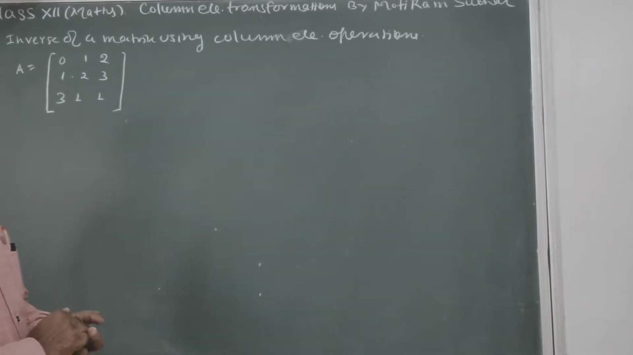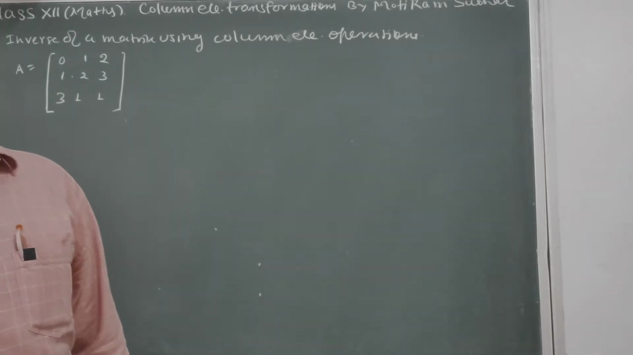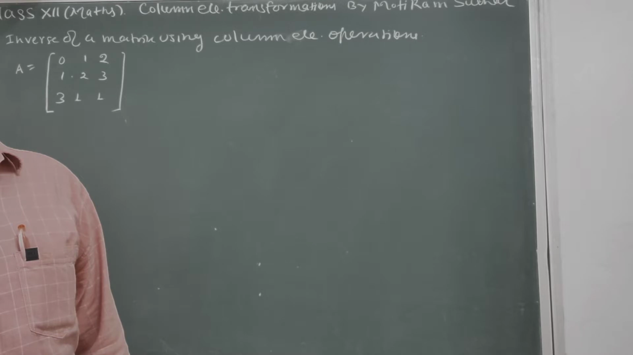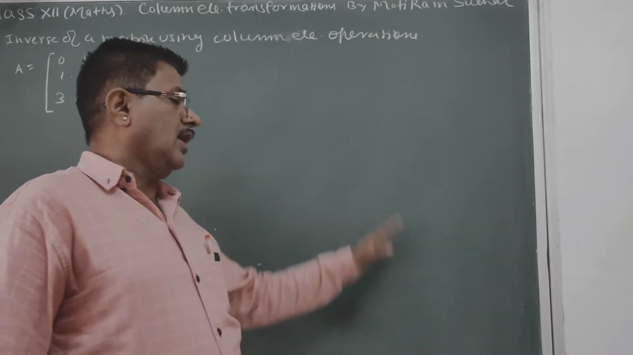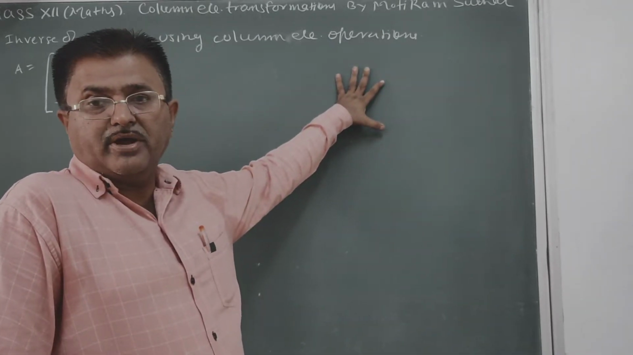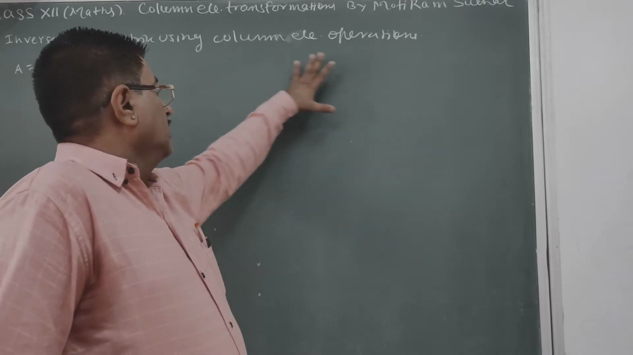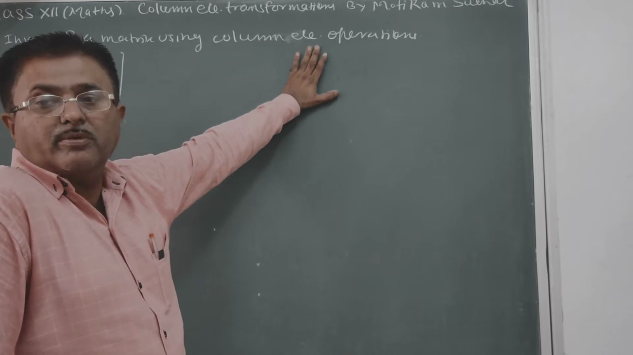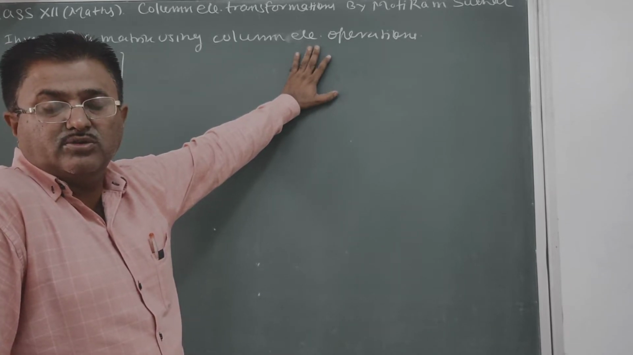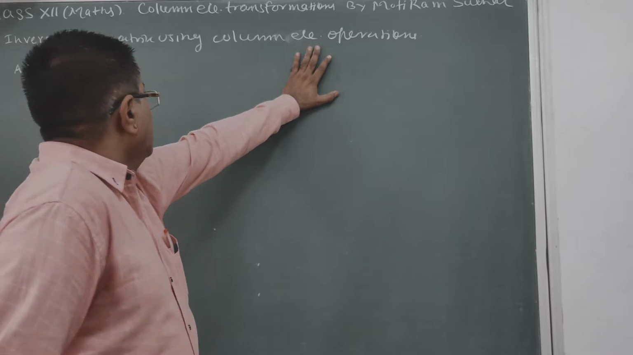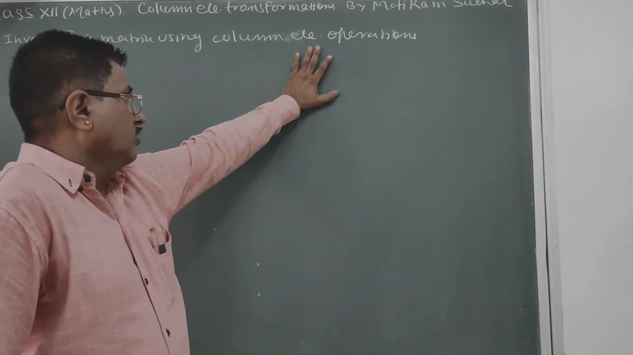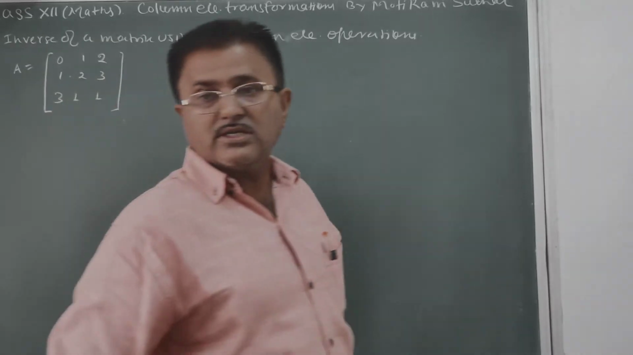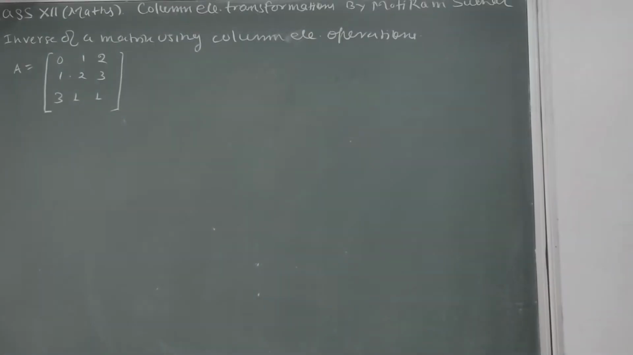Today we are taking the point that is column elementary transformation. In the previous video, you have seen how to find the inverse of the matrix using row elementary operations. With the help of rows, we find the inverse of the matrix. But today we discuss the inverse of a matrix using column elementary operations. As you know, a matrix has a unique inverse. So whether we use columns or rows, the answer will be the same, or the inverse matrix will be the same. So we take an example.